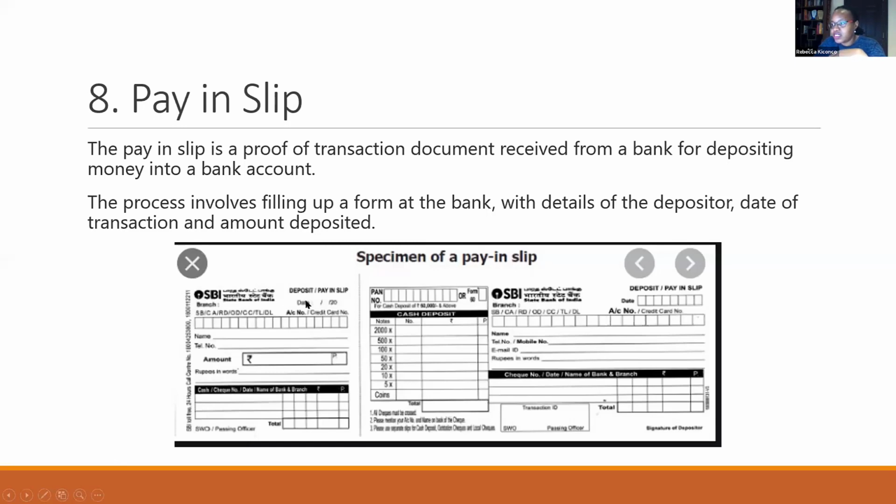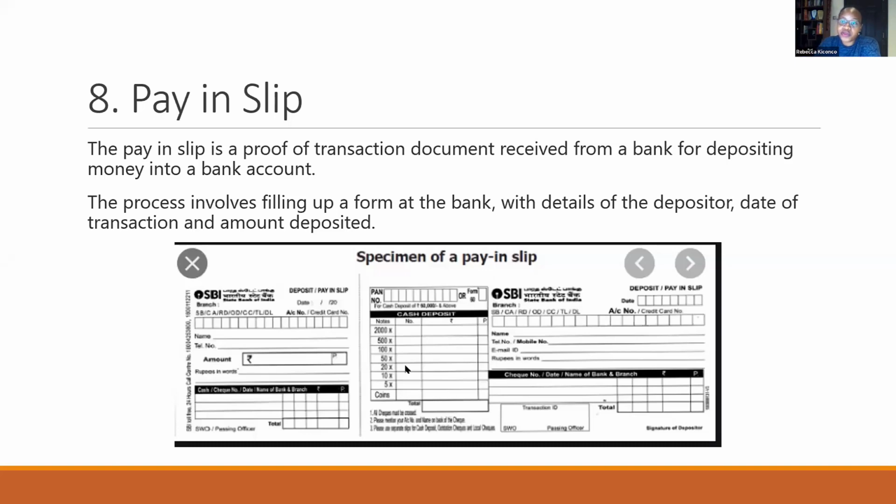So sometimes you need this form. Sometimes they just give you a form printed from the bank. That is what is called a pay-in slip. It is a source document, proof that you have paid money into the bank.